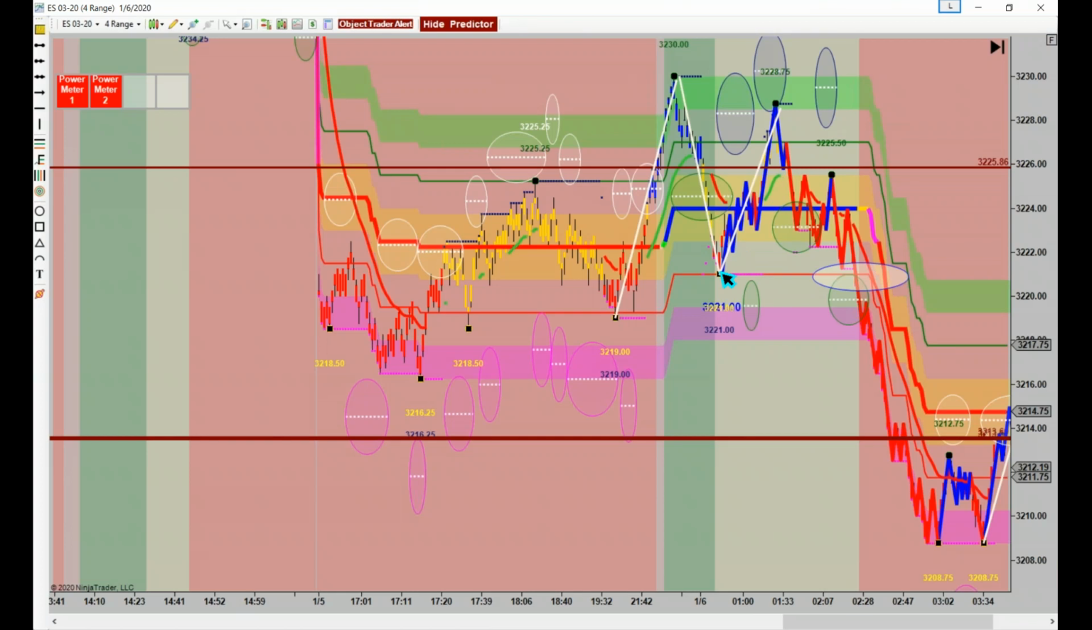Let's draw Lightning 2 and see what it did. Lightning 2, you would have had to wait till it took out this area right here. So that would have been what I'd call a less quality entry on it, if you want to scalp, that is.